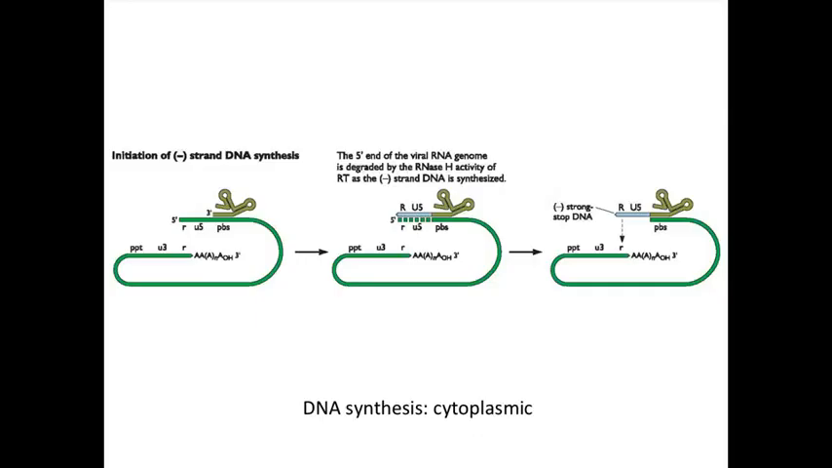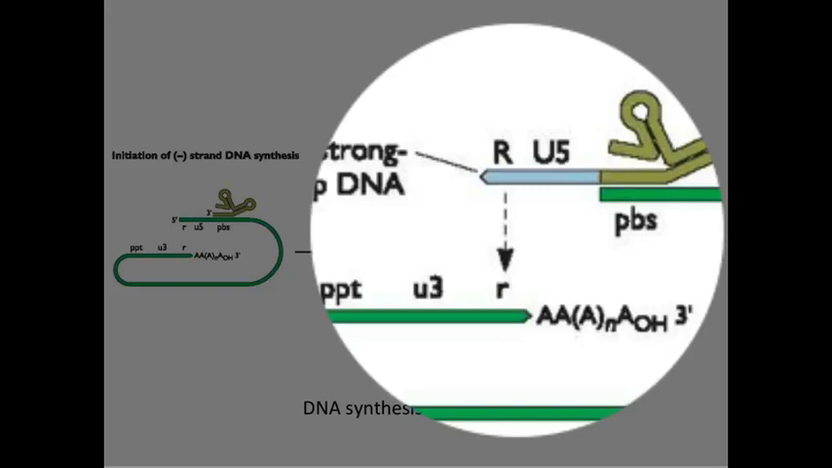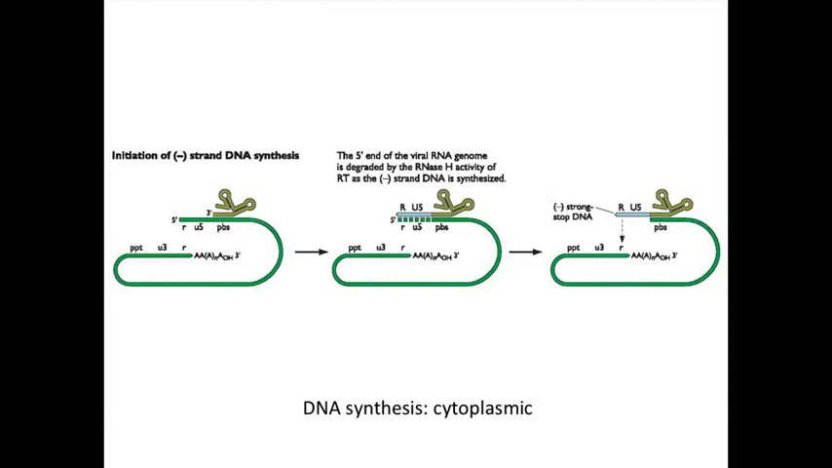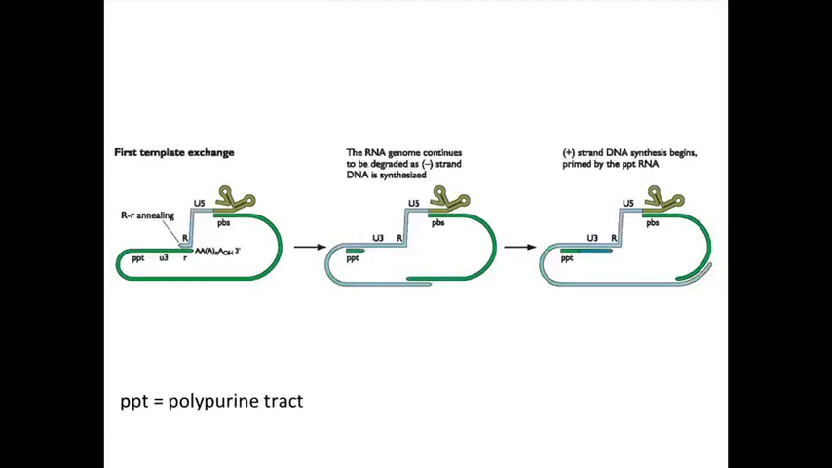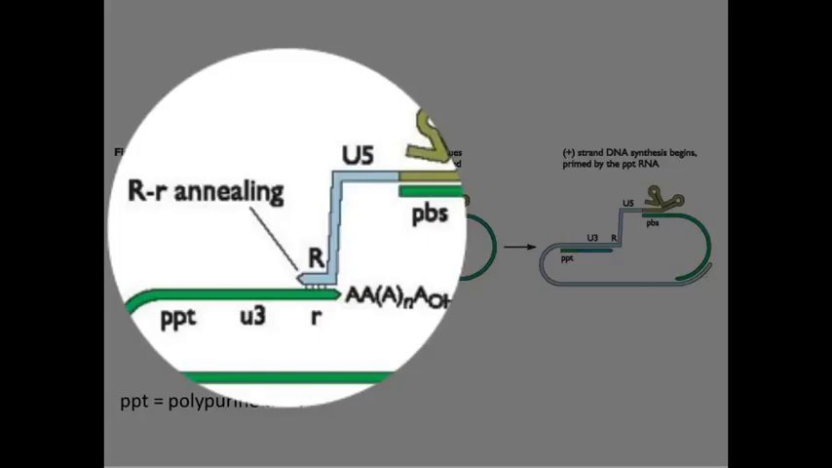And so when you make this strong stop minus DNA, that's going to be complementary to the R because that's a copy of the R here. So this actually is going to now prime at the 3' end and continue polymerization. And remember, all this is in the cytoplasm, in the subviral particle. So here now we have that little piece of minus strong stop DNA. It's annealing to the 3' R sequence on the viral genome.